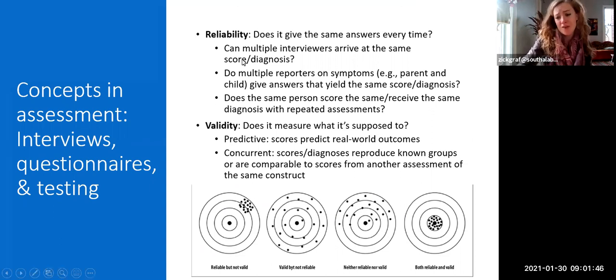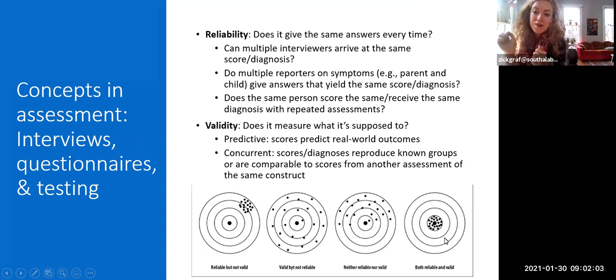These figures, I don't know how helpful they are in understanding these concepts. I find the second one kind of confusing. But basically, if we're throwing darts at a dartboard, a reliable and valid dart thrower hits the target every time. Hitting the target is validity, and every time is reliability. So hitting the target is validity, consistently hitting the target is reliability, always being able to get the dart in the same place.